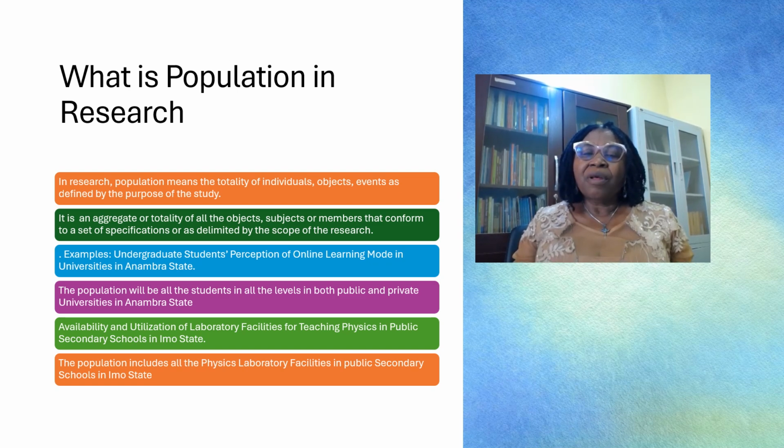Examples: undergraduate students' perception of online learning mode in universities in Anambra State. The population will be all the students in all the levels in both public and private universities in Anambra State. Another example, availability and utilization of laboratory facilities for teaching physics in public secondary schools in Imo State. The population includes all the physics laboratory facilities in public secondary school in Imo State.